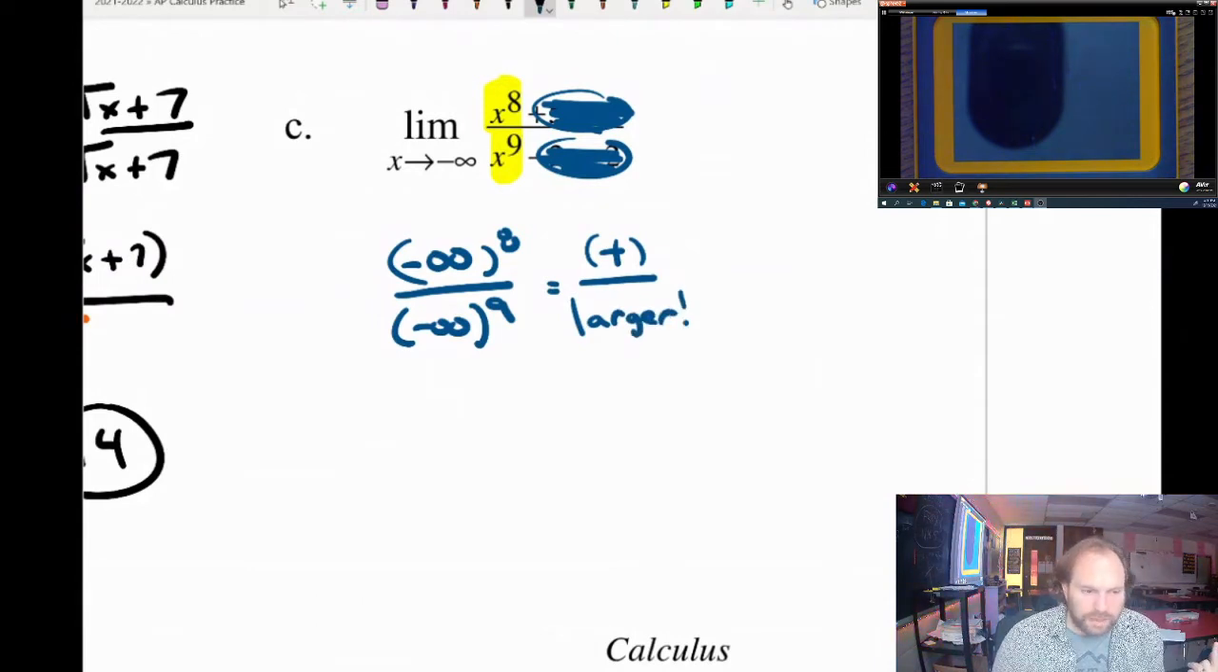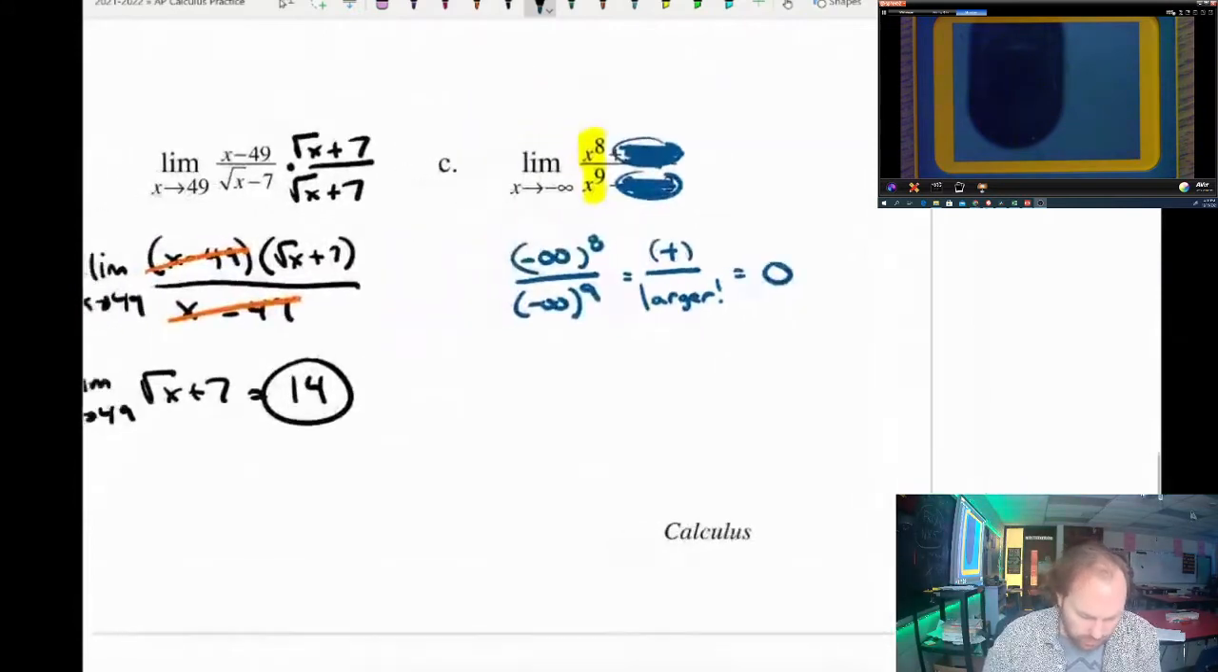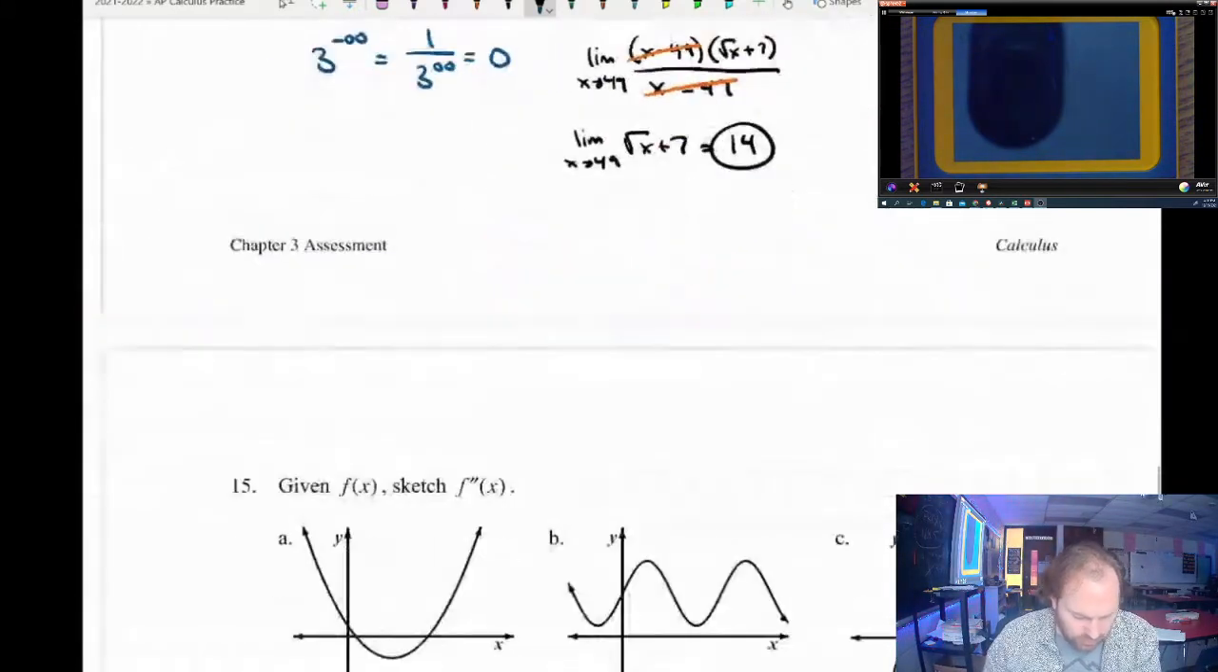So basically, for the same reason that part A is 0, C will also be 0. The only difference, I suppose, is since it'll be a negative number, it's going to approach 0 from underneath instead of approaching it from above. That might be something to think about there too. But let's move on. We're in the home stretch here.